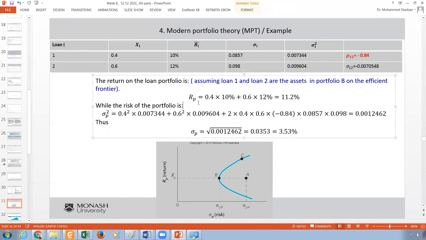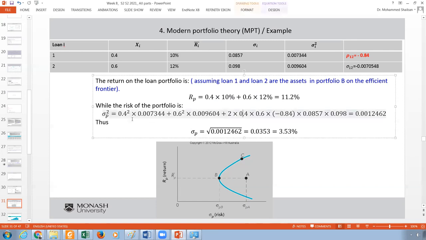So now, first of all, I have to calculate the return, and it's very easy because I will just only work with this box. So the weight times the return, weight times the return, and find that 11.2%. And if I'm building portfolios, this will be here, in this area. The return of the portfolio will be here.